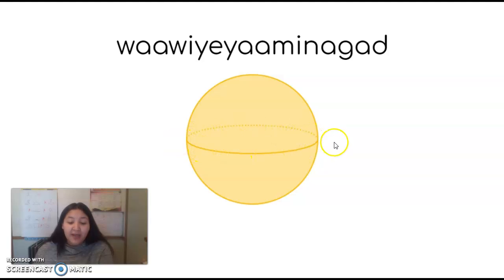We have our circle right here in the middle. And the minagad makes it so that it's round and it makes it 3D. This is what we have as bikwakwadun, our balls that we play with. It could be a domino. What is this called again?